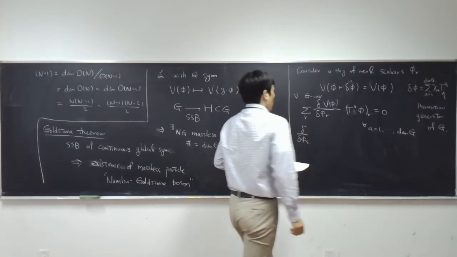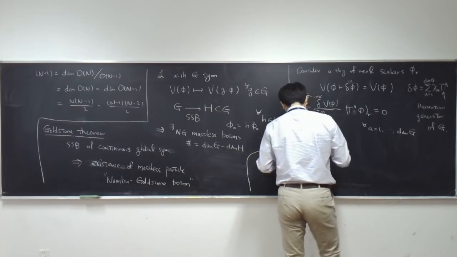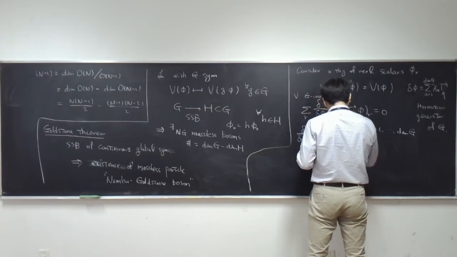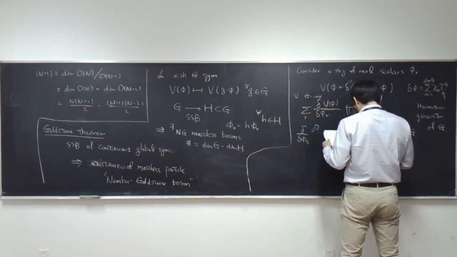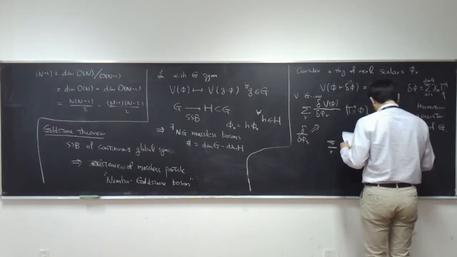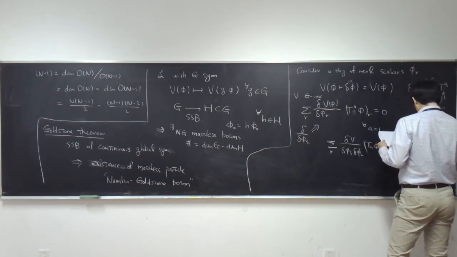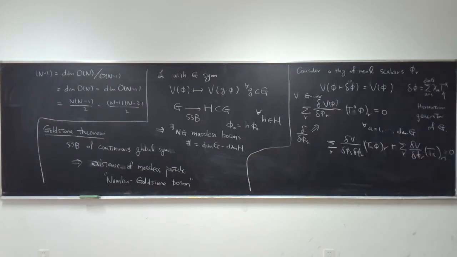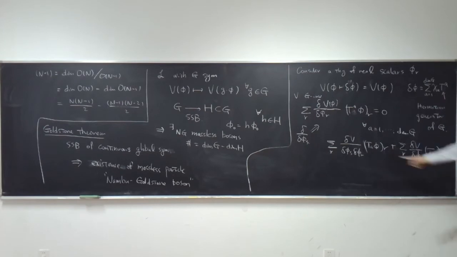Then what you would get is the sum over r of delta squared V over delta phi S delta phi r times T a phi r, plus the sum over r of delta V over delta phi r times T a r S, is equal to zero. Just applying the phi S derivative here, you get this.